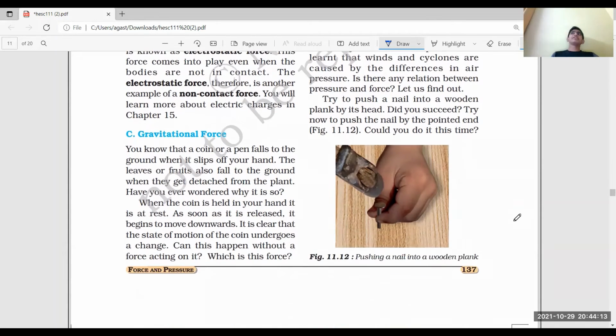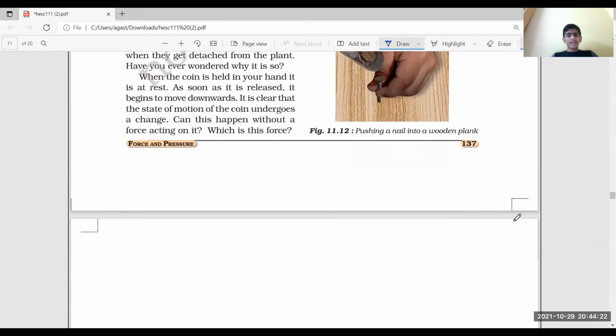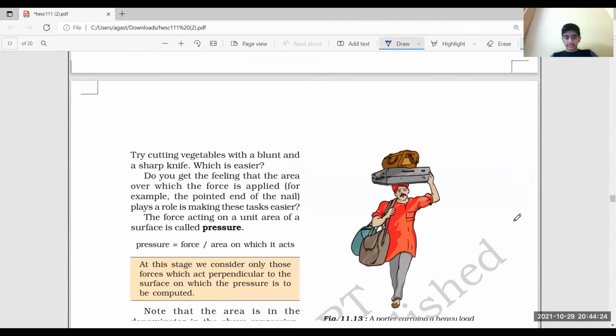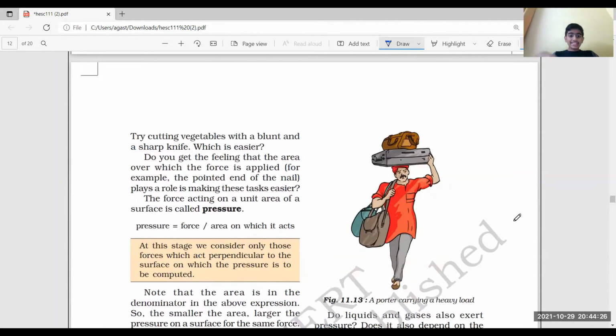Now here, pressure doesn't mean the pressure you feel when you do some work. It's somewhat a similar kind of thing, but this is the definition only. The force acting on a unit area of a surface is called pressure. Now you put a lot of pressure to do some work.